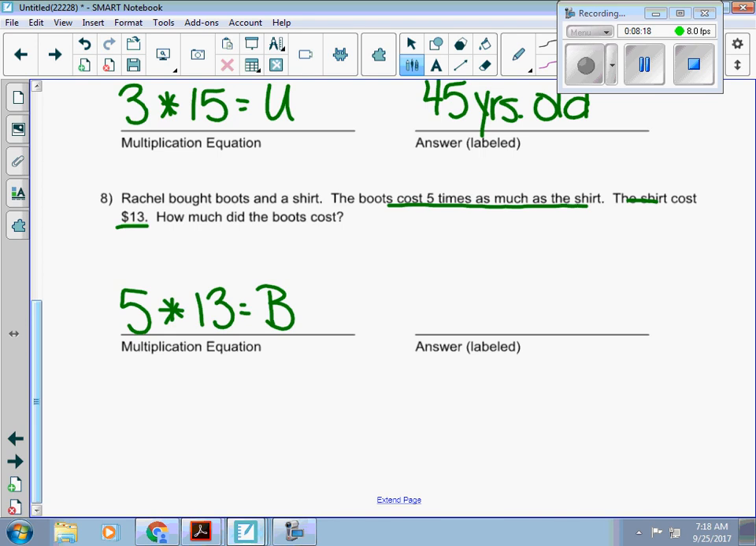And then when you are done, at $65 for the boots. Okay, remember that dollar sign is a label. And you could write it as 65 like that, or if you wanted, you could put the decimal point and the change.